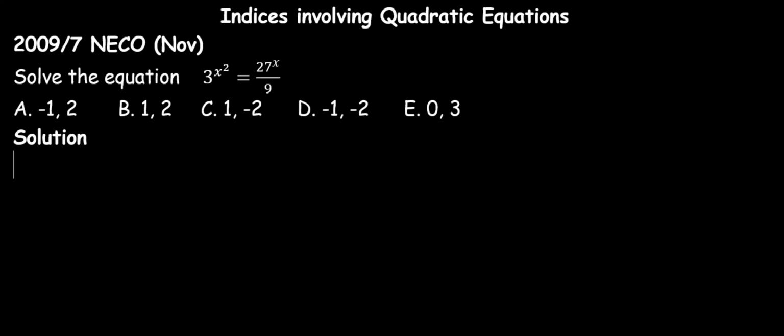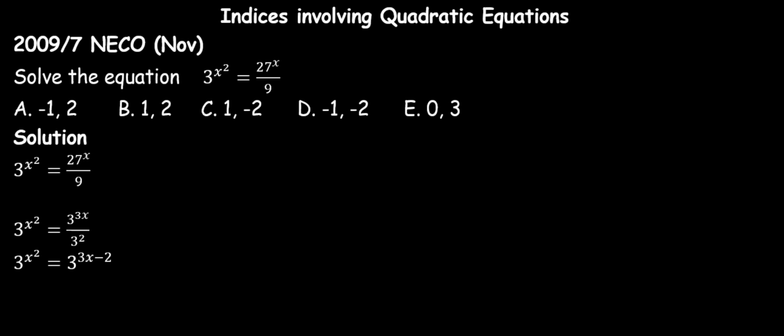Solution. Let's present our problem properly. 3 raised to the power x squared equals 27 raised to the power x over 9. Let us express the right hand side in 3 and its powers. That will give us 3 raised to the power x squared equals 3 raised to the power 3x all over 3 squared. Applying the law of indices, 3 raised to the power x squared will be equal to 3 raised to the power 3x minus 2. What we have just done, we brought the numerator and the powers were subtracted based on the law of indices. Same base has been achieved.